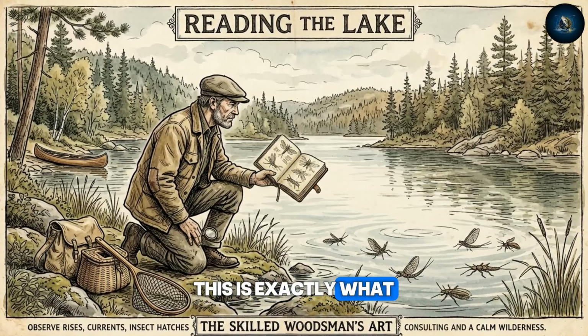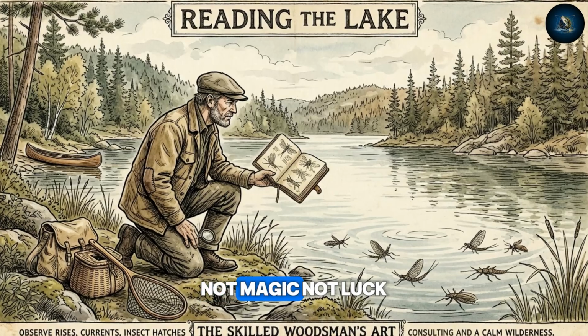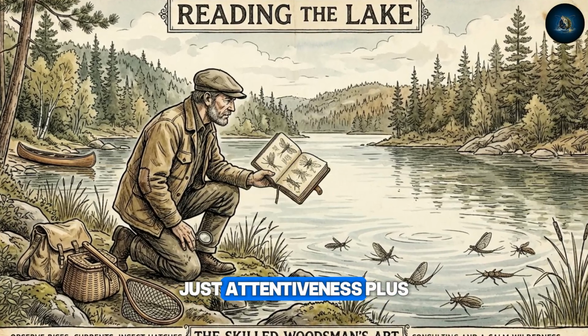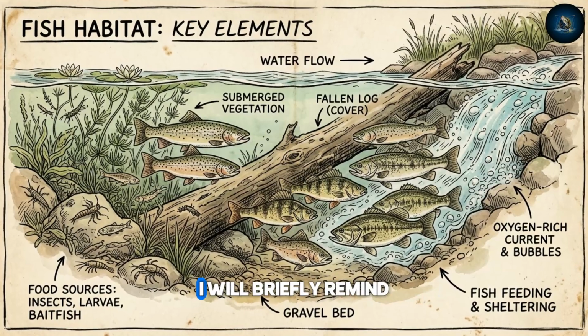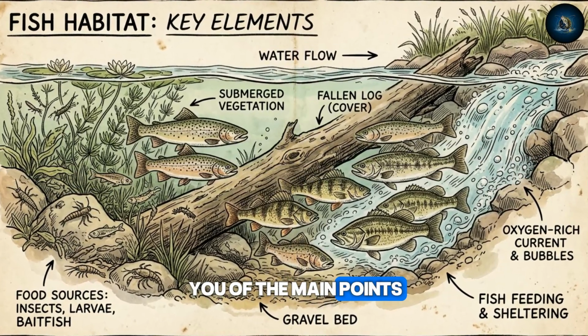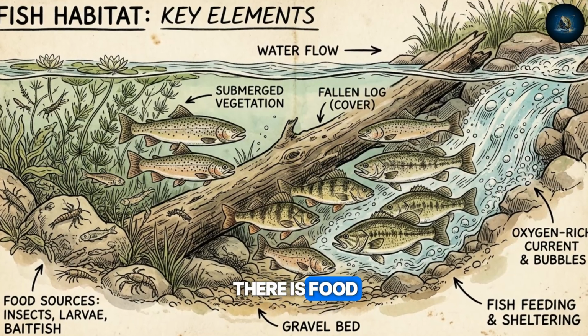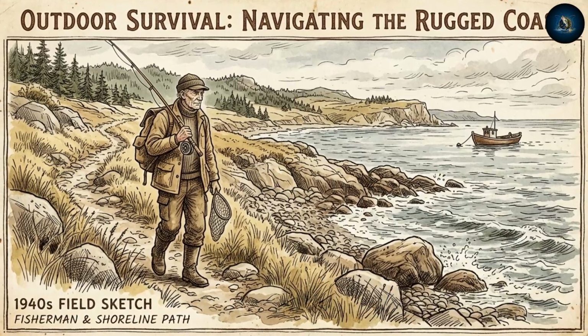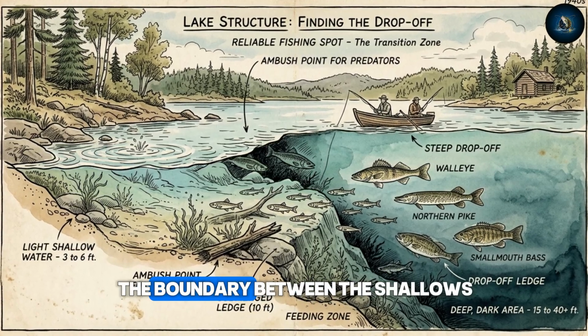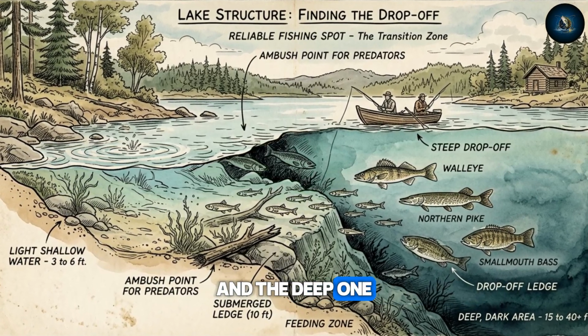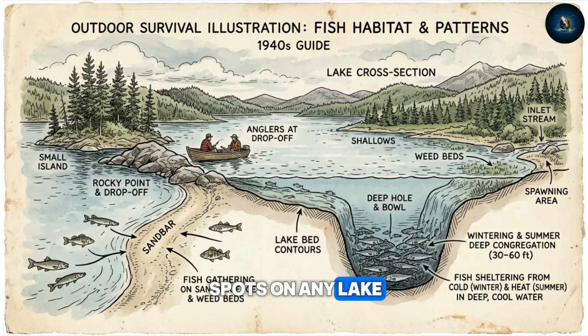This is exactly what reading a lake is. Not magic, not luck. Just attentiveness, plus knowledge of a few principles that we have covered today. I will briefly remind you of the main points. Fish are always where there is food, oxygen, and cover. The shoreline is the first thing you need to walk along. The drop-off is the boundary between the shallows and the deep, one of the most reliable spots on any lake.